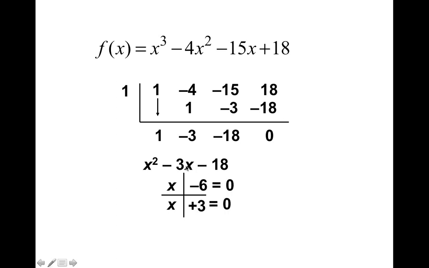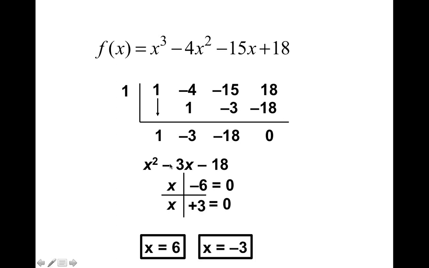We're going to set these equal to 0. So on the top row, you get x equals 6. Bottom row, minus the 3, we get negative 3. And don't forget the factor that we synthetically divided by, which is a positive 1.